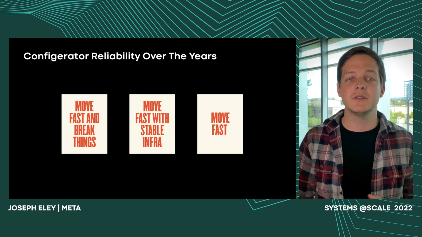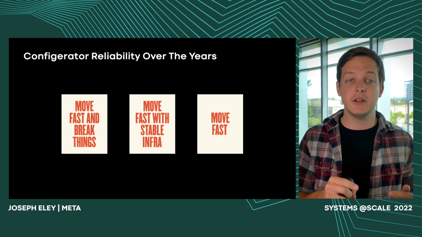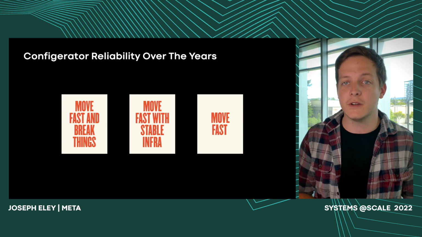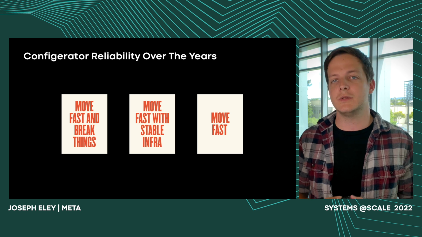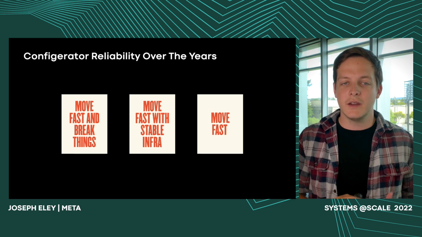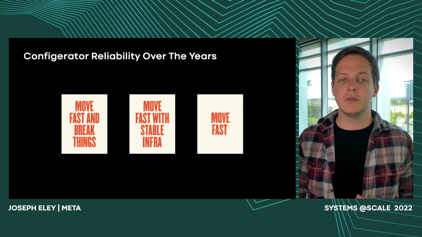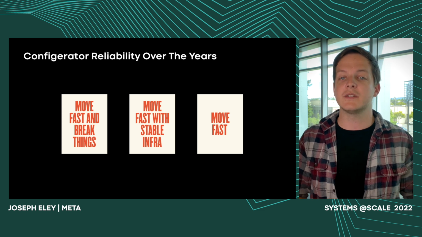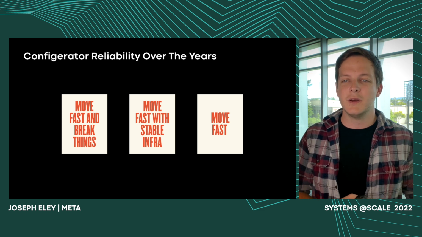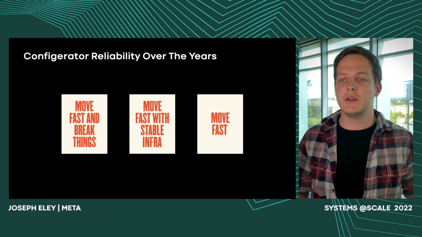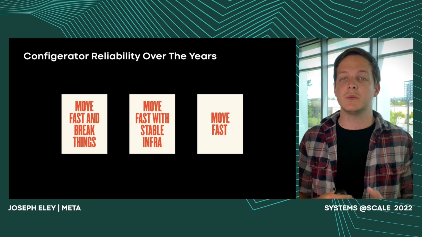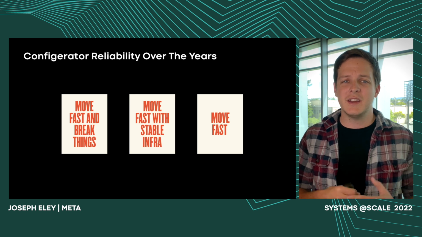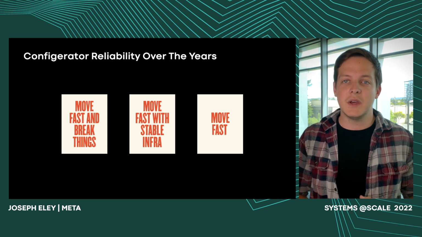So around 8 years ago, it was changed to move fast with stable infra. And the idea here is that we would invest disproportionately into tooling and infrastructure. And then in 2022 here, it was moved to just move fast, with the idea that we just want to remove all the barriers to help us accelerate the velocity of the company's highest priorities. And I actually really like this value that Meta has.